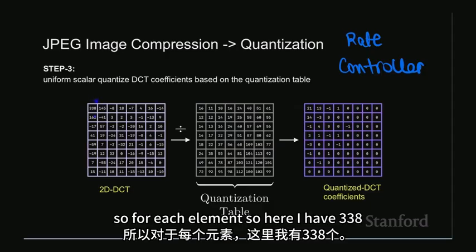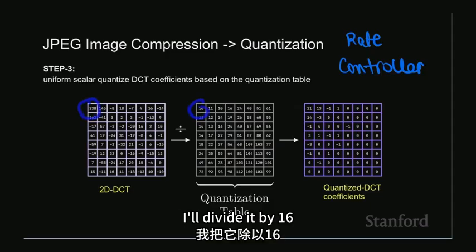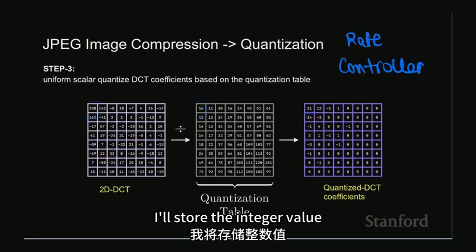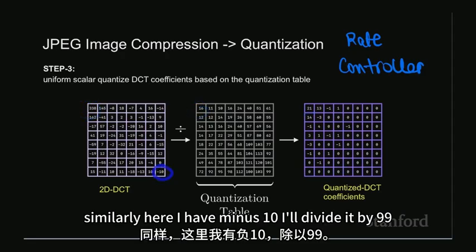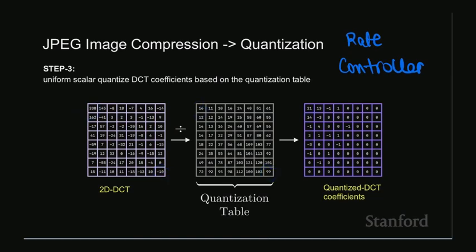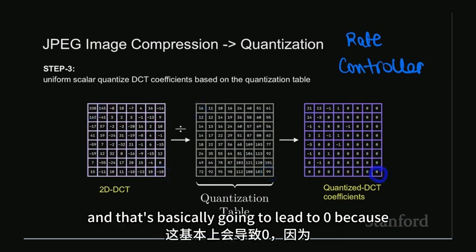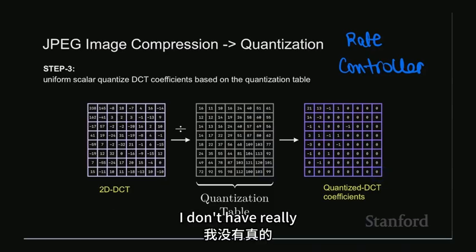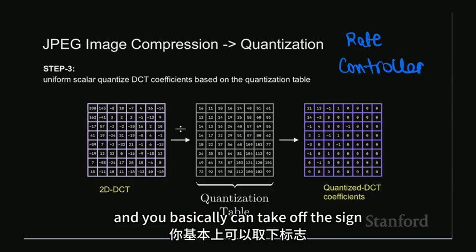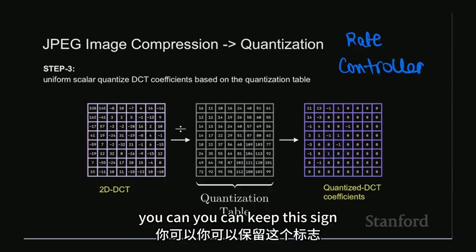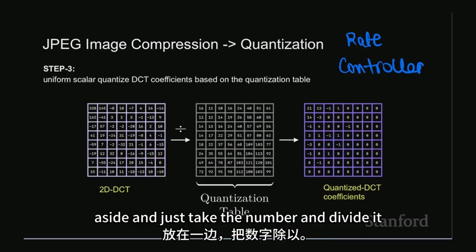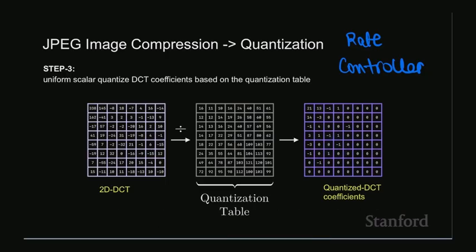So for each element, here I have 338, I'll divide it by 16, I'll store the integer value. Similarly, here I have minus 10, I'll divide it by 99. And that's basically going to lead to 0 because I don't really have any remainder. Okay, and you basically can take off the sign, so you will see the quantized DCT. You can keep the sign aside and just take the number and divide it.